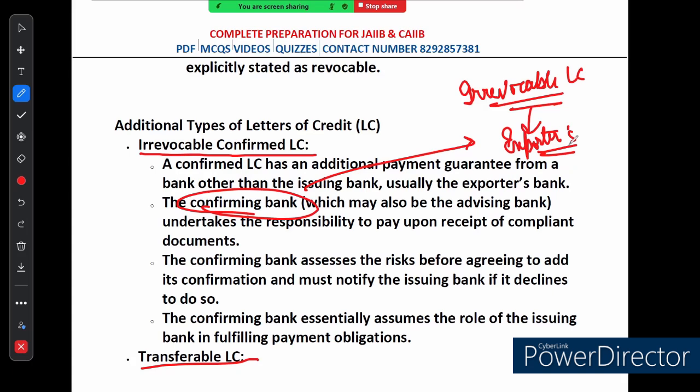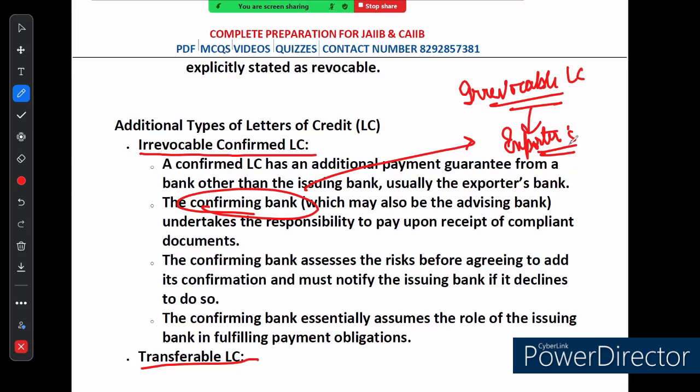So it adds its own guarantee to the payment promise made by the issuing bank. Earlier the issuing bank made the payment promise, and now the confirming bank also makes the payment promise. This means that even if the issuing bank faces difficulty, the confirming bank will step in and ensure that the seller gets paid, provided all the LC conditions are met and compliant documents are presented. So suppose the issuing bank is facing difficulty in making the payment, in that case the confirming bank will step in and pay, right?